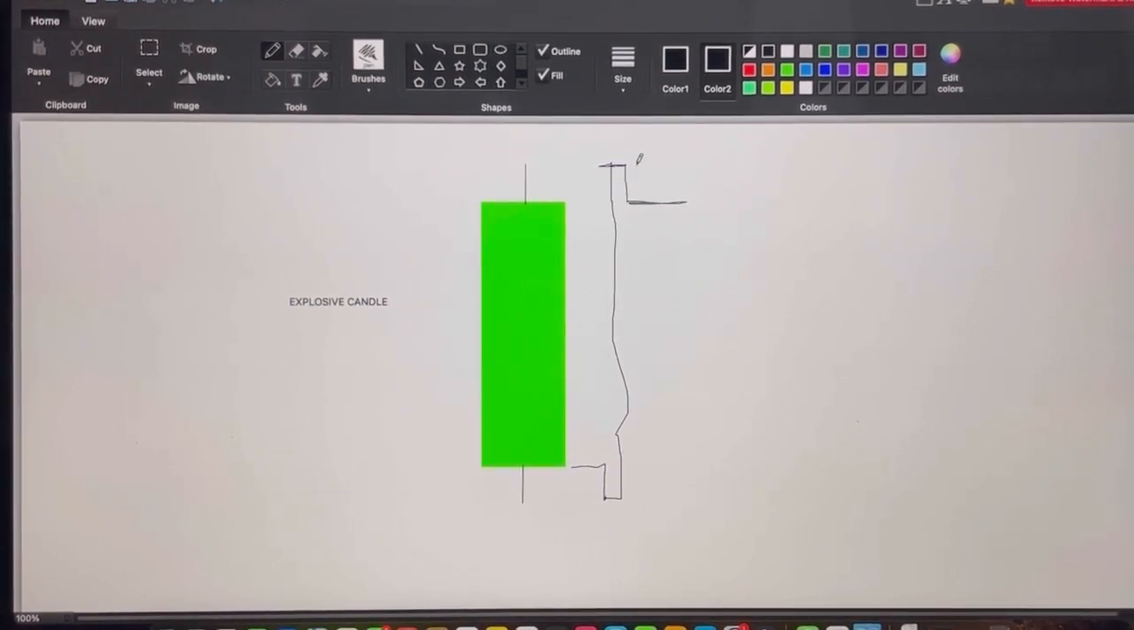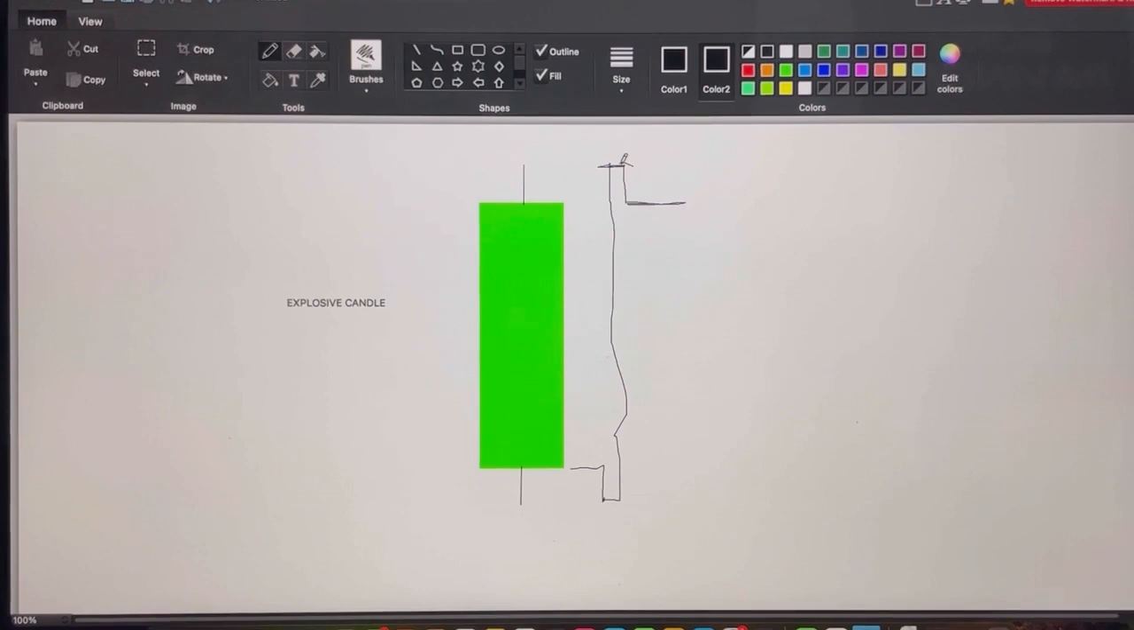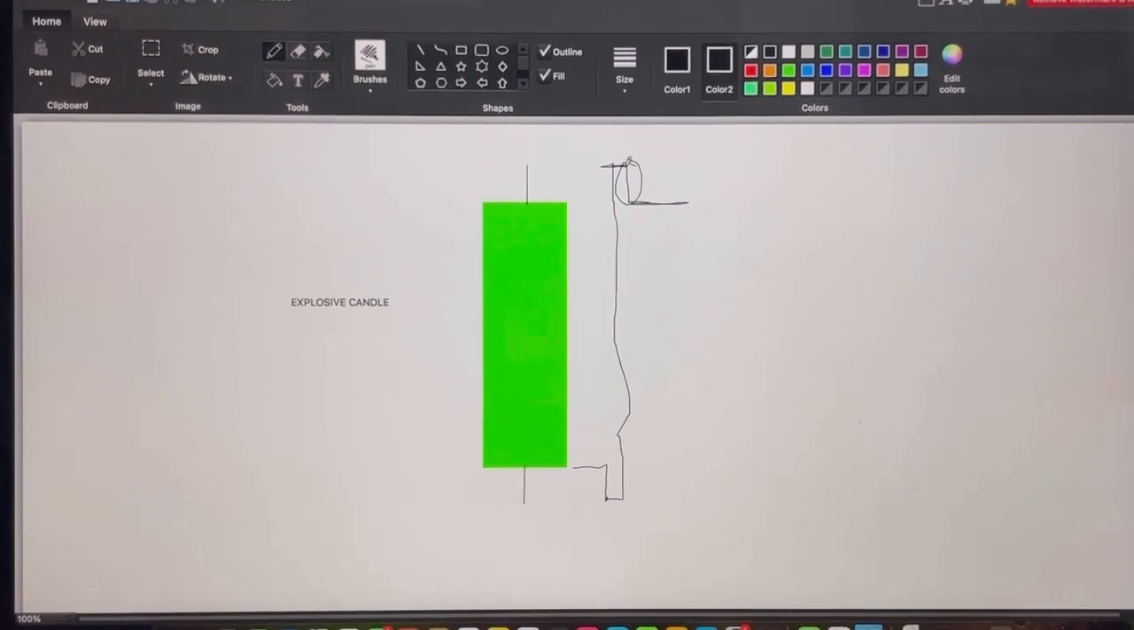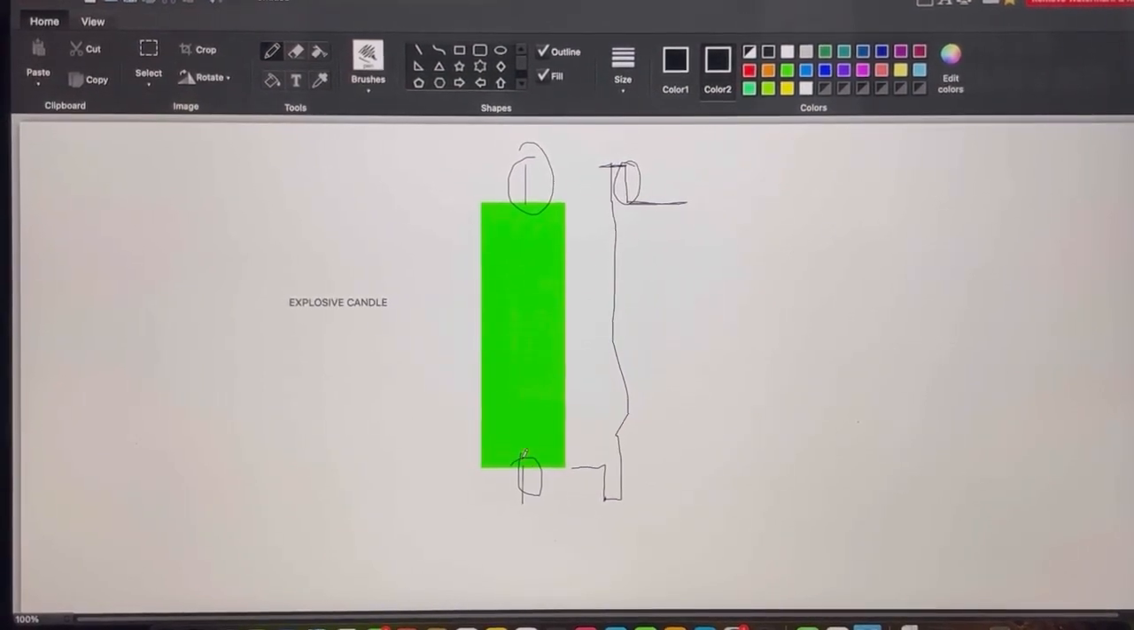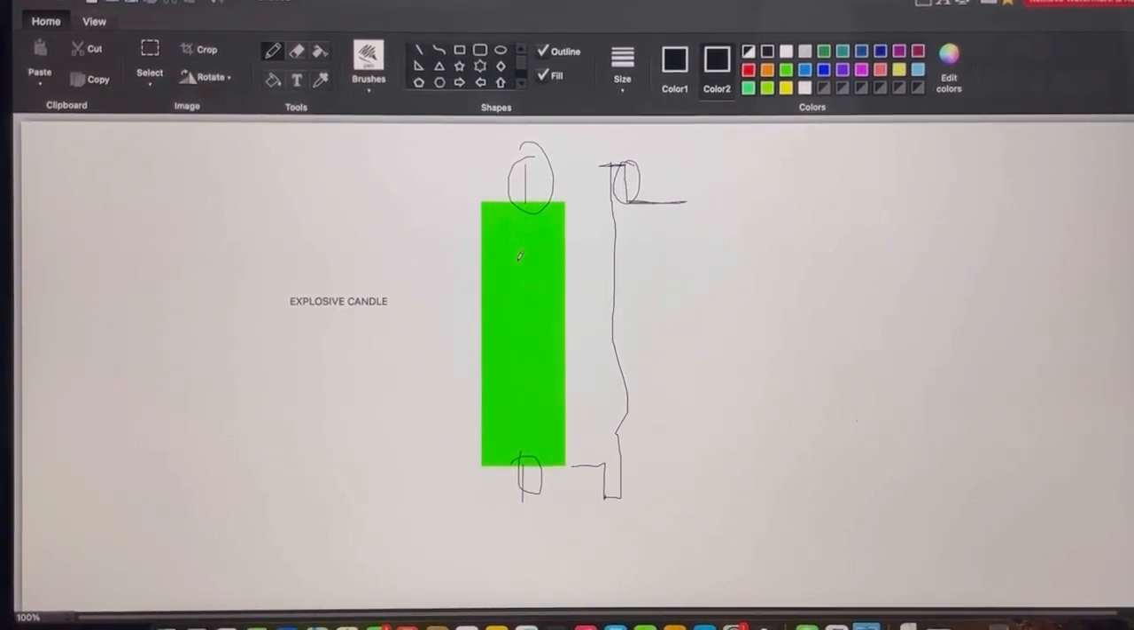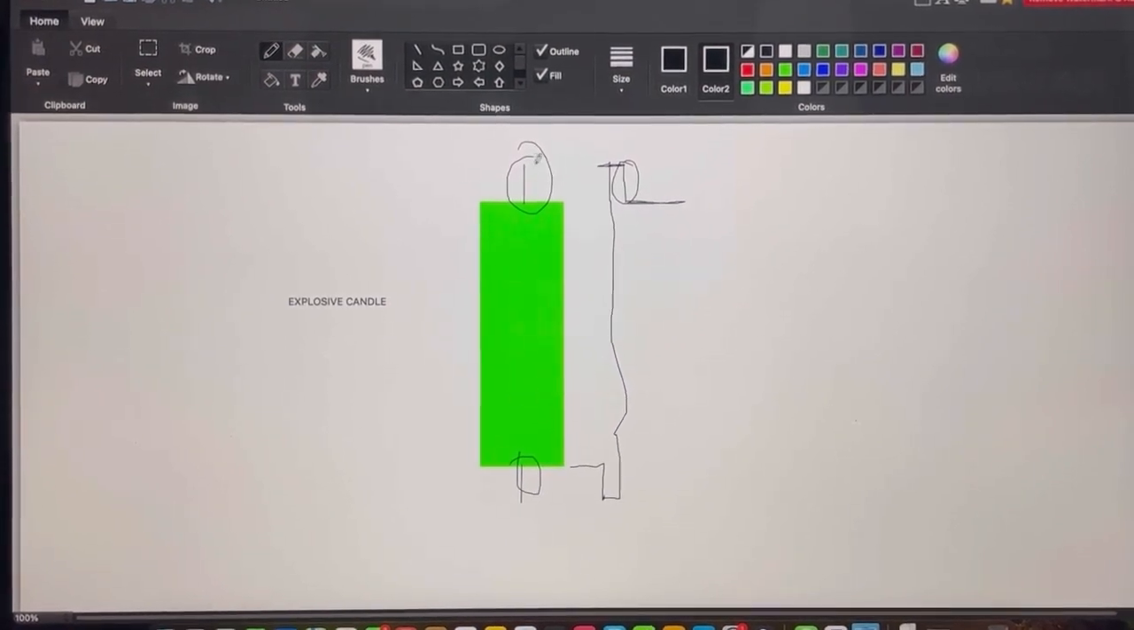That means there is some selling pressure here, as well as at the opening price. That is the reason why we have two wicks here. If we compare the previous candle to this candle, I would say that the previous candle has more power compared to this one, because here we can find some selling pressure on the upside and downside, whereas in the previous candle there are no wicks on the upside or the downside.